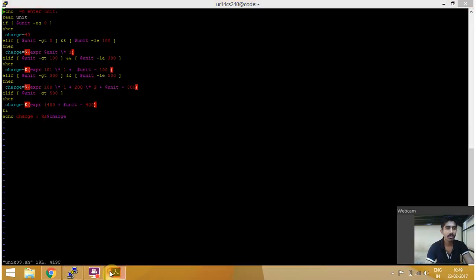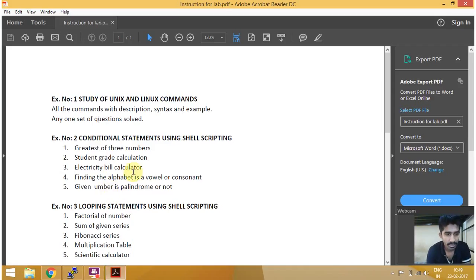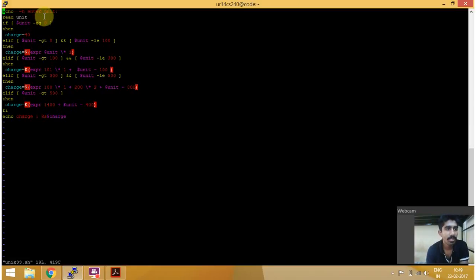My third question was the electricity bill calculation. This is the code. First of all, I will enter the units, and this will be stored here. If the unit is equal to 0, then the charges will be 40. Else if the unit is greater than 0 and less than 100, we will use this formula, expr $unit multiplied by a rate. This is the formula which I am using here.